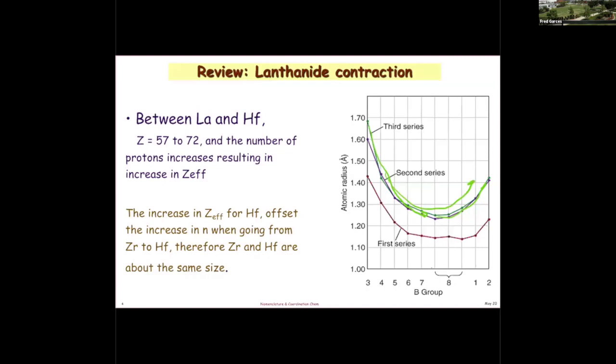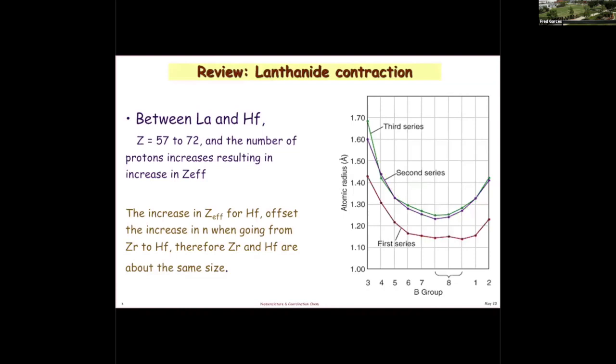And then if you go down the periodic table, this is the first row transition metal right here. Then in here is the second row transition metal, and then the third row. You notice that the second and third row transition metal atomic radii are nearly identical.